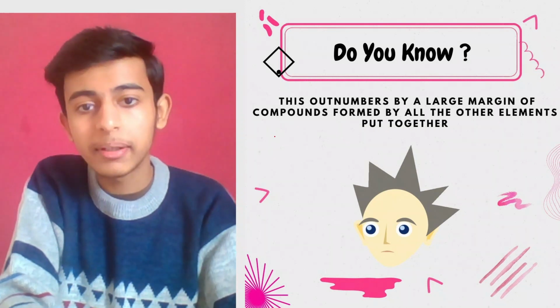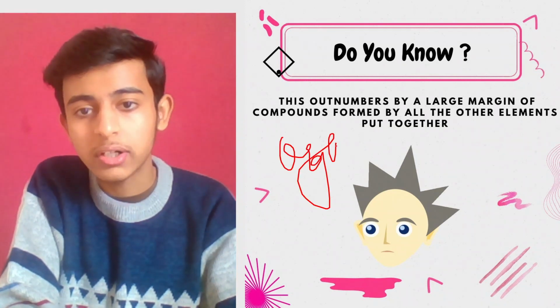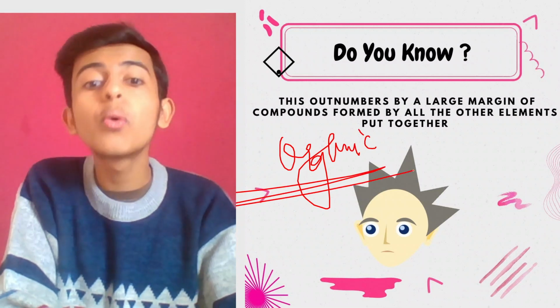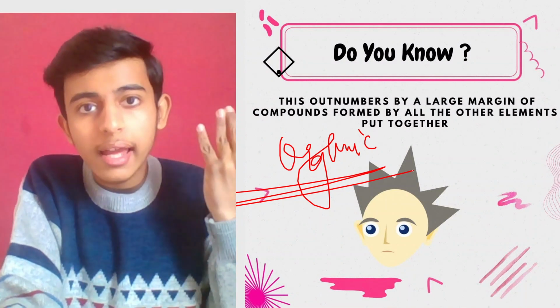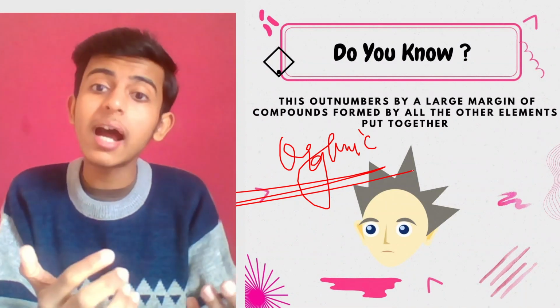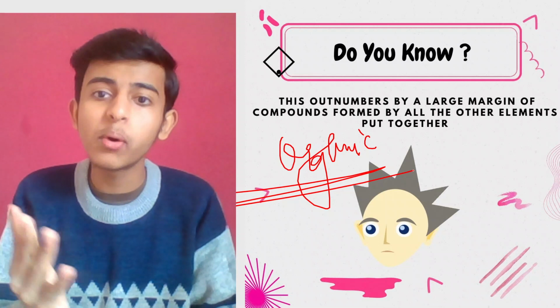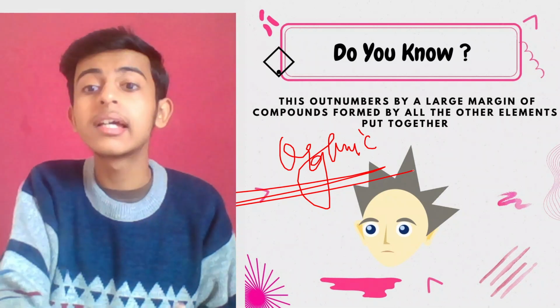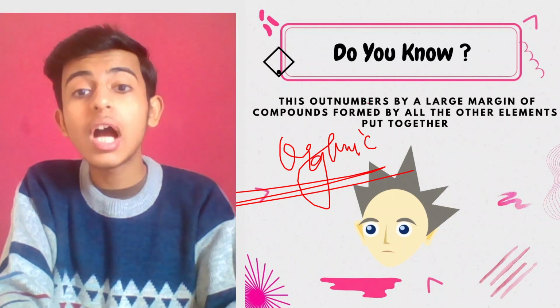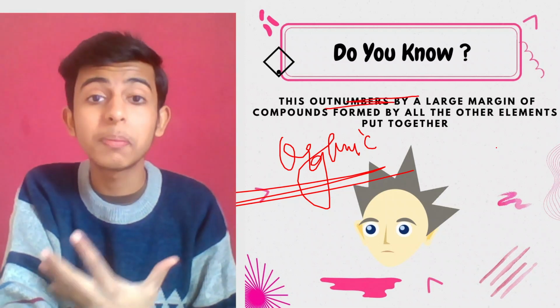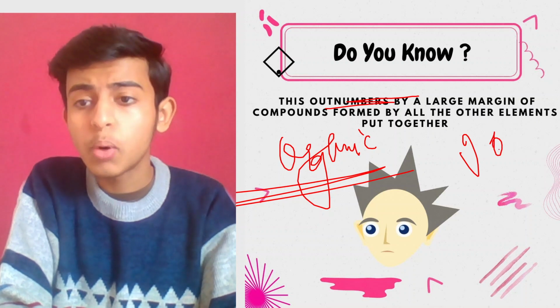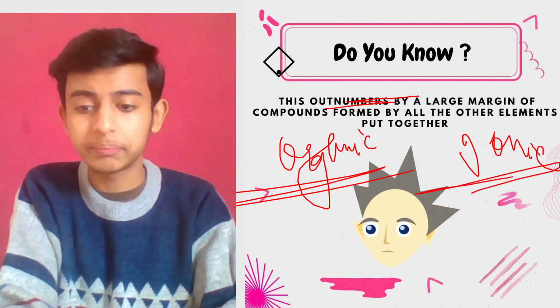Yes, this outnumbers by a large margin the compounds formed by all other elements put together. That is why for carbon we have organic chemistry, because it forms so many compounds you cannot imagine. So what helps carbon do this? How does carbon form so many bonds with different elements, different atoms, outnumbering the bonds formed by other elements?